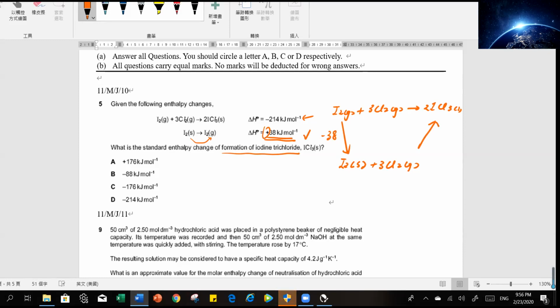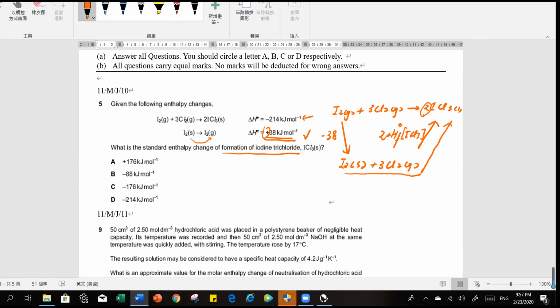So this is basically the formation of two molecules of ICl3, right? Because there are two. If you remember, the definition of formation is the enthalpy change when one mole of ICl3 is formed from its elements, okay? So this one is given.